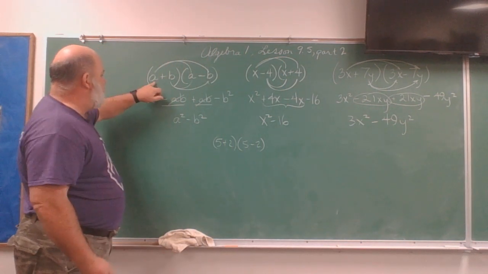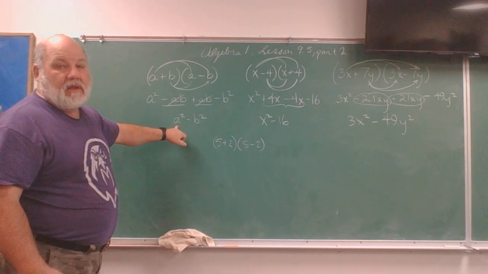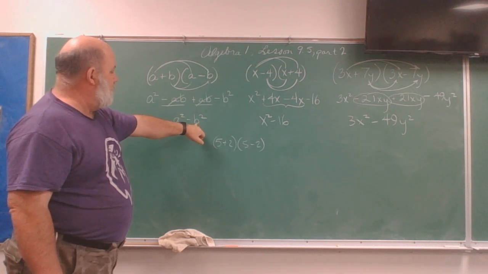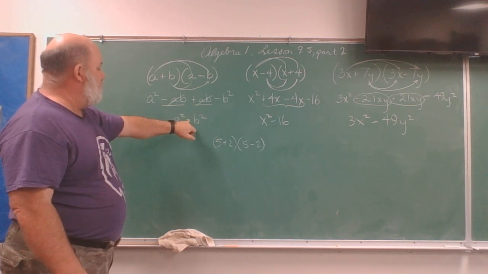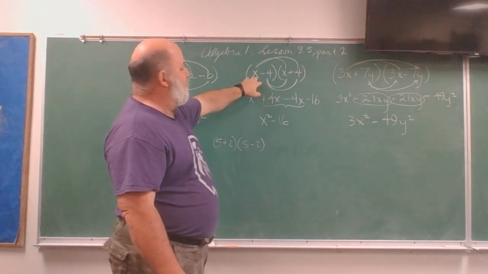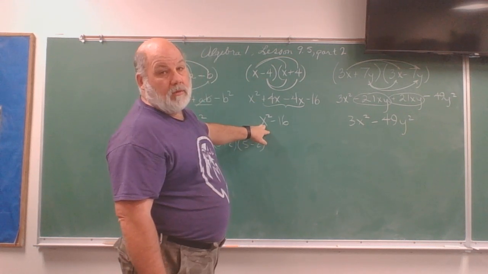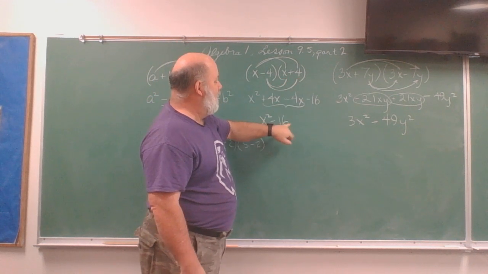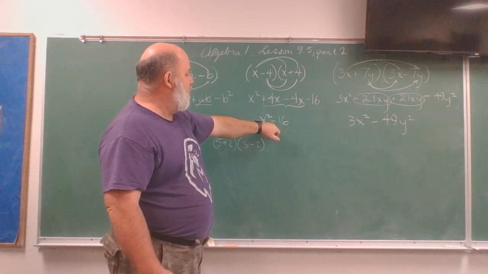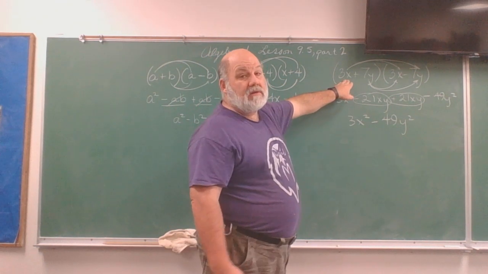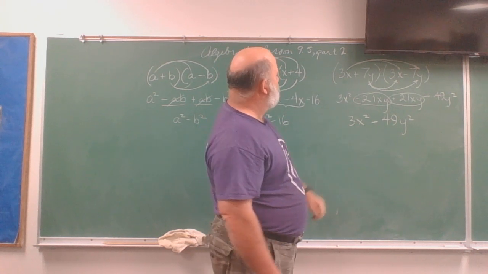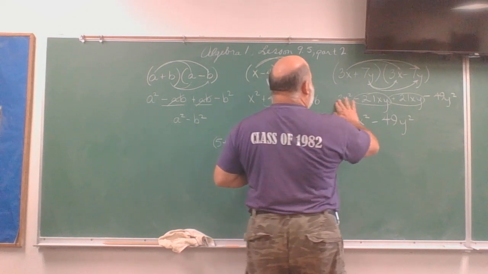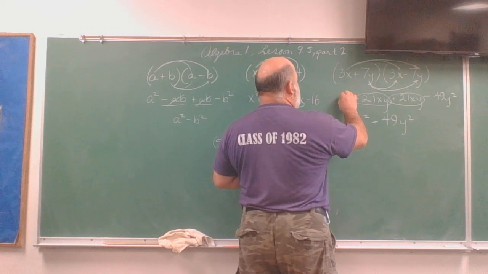The first term here was a. Our first term in our answer is a squared. The second term was b. The second term in our answer was b squared. There's a minus between them. First term x squared. Second term 4, second term in the answer 16, with a minus between them. 3x times 3x gives me, oh, did anybody catch that mistake earlier? It should have been a 9.